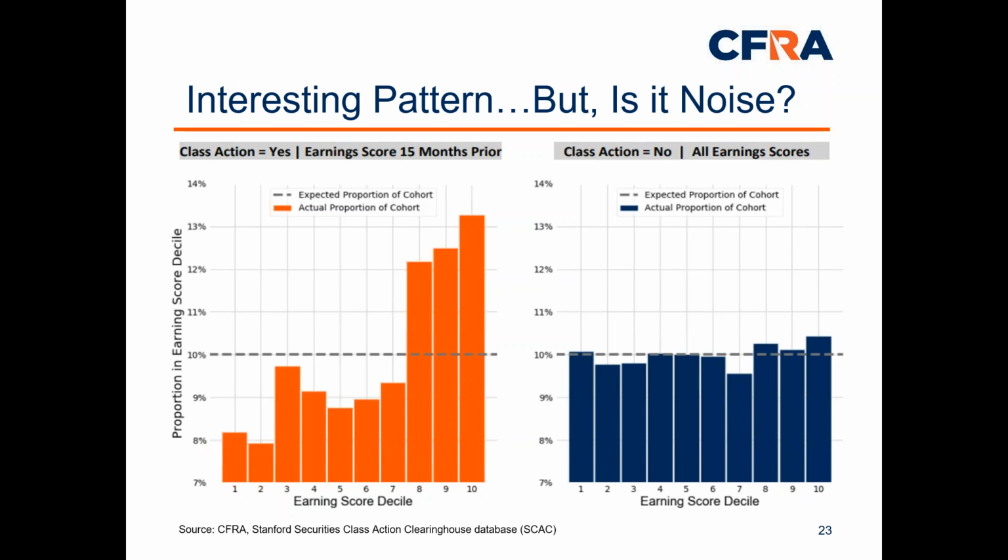The distribution in orange represents the distribution of CFRA earnings scores 15 months prior to class action lawsuits. You should notice a very heavy distribution in our troubled deciles of 8, 9, and 10. They're far above the gray line, which is what we would expect the proportion to be. Compare and contrast that to the histogram on the right, where these companies never faced any class actions throughout our sample period of 2004 through 2018. As expected, we see a very close to uniform distribution of earnings scores from 1 to 10.